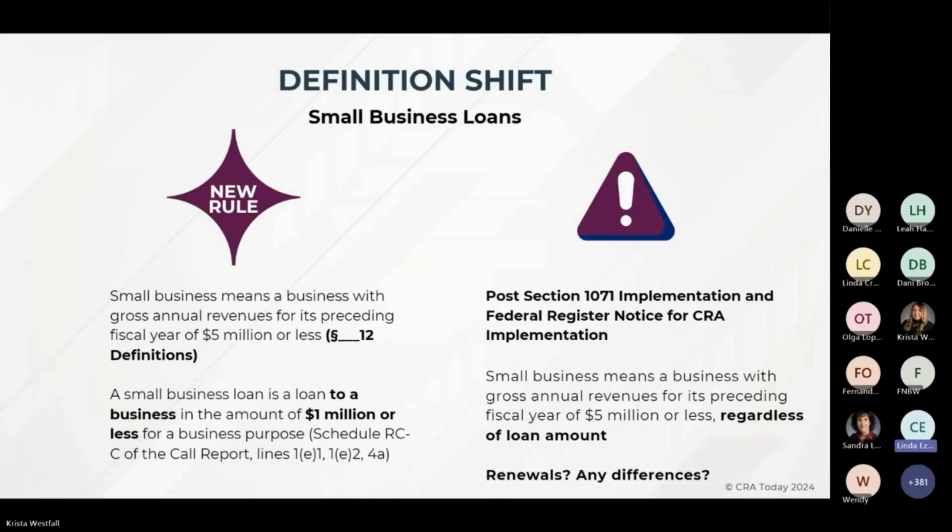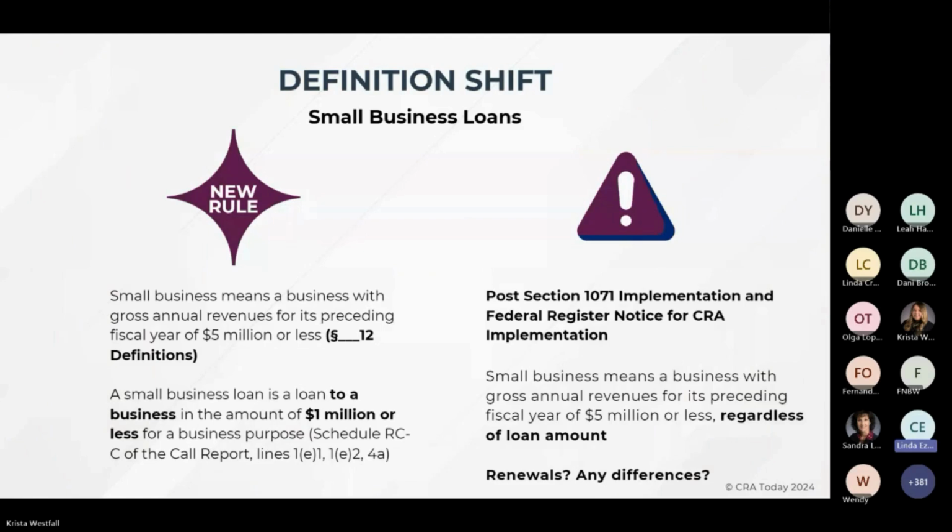However, we have a different definition right now in the new rule for a small business loan. It is the same way we look at the loan parameters as the current definitions. So it's a loan to a business based on loan amount, $1 million or less, and then call report definitions, 1E1, 1E2, 4A. And so this is setting us up for a transition, but we have a little bit of a difference here. So a good way of thinking of this is that, yes, they have aligned the definition of small business, but we are to remain focused on, well, what data?